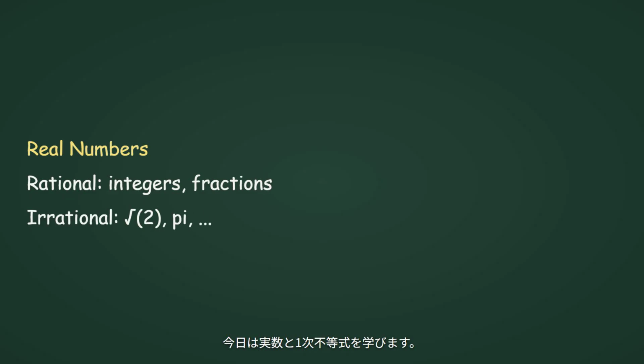Real numbers include all rational numbers, such as integers and fractions, as well as irrational numbers like the square root of 2 and pi. Together they form the complete number line with no gaps.